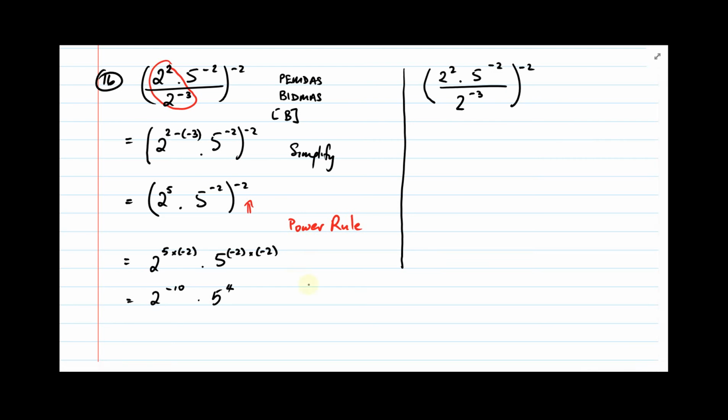Alright, we need to get rid of our negative powers. So our negative power rule: if something is in the numerator, I can write this as 1 over 2 to the 10th, which would mean that the numerator is 5 to the 4th.